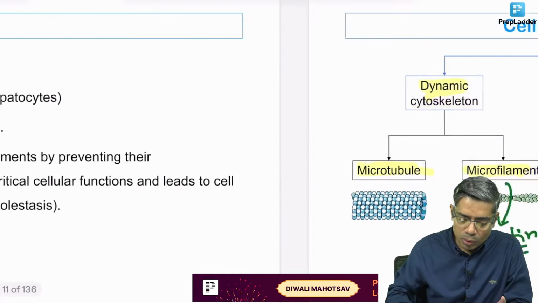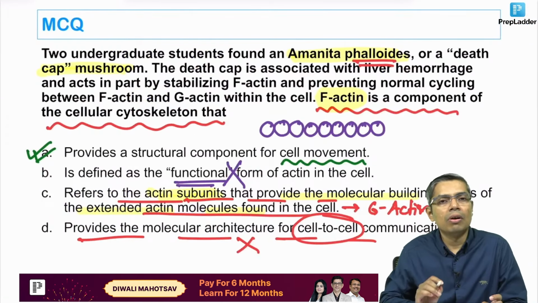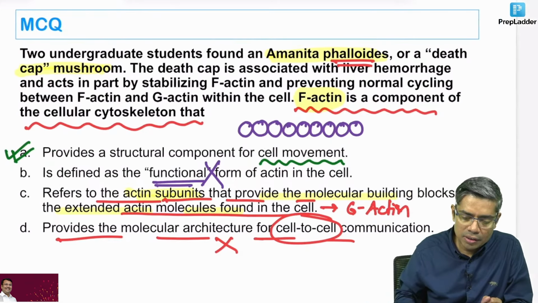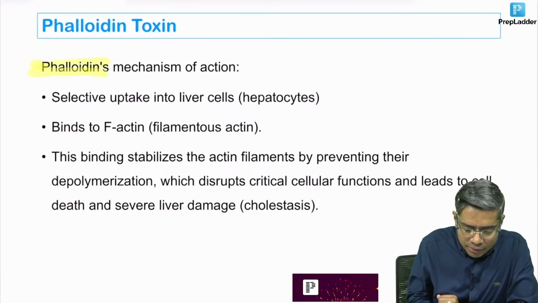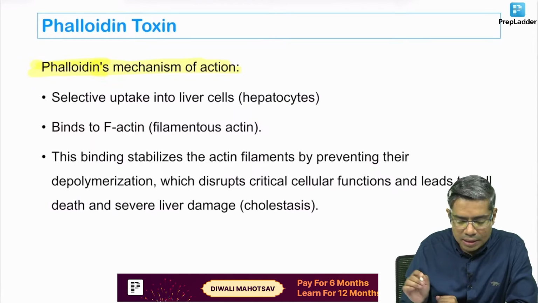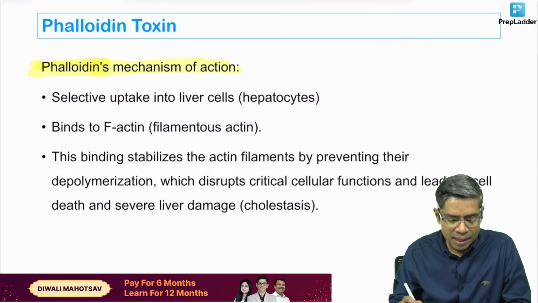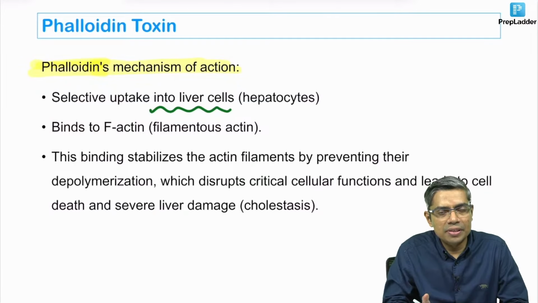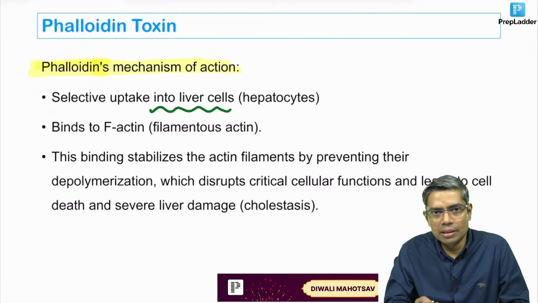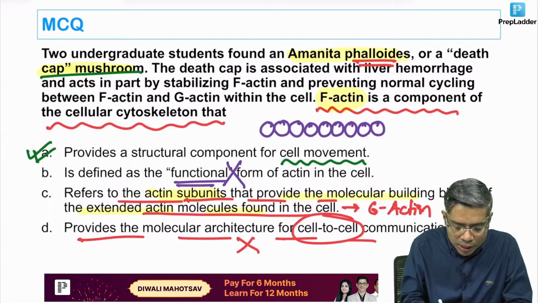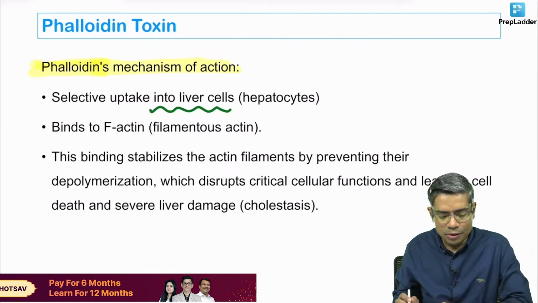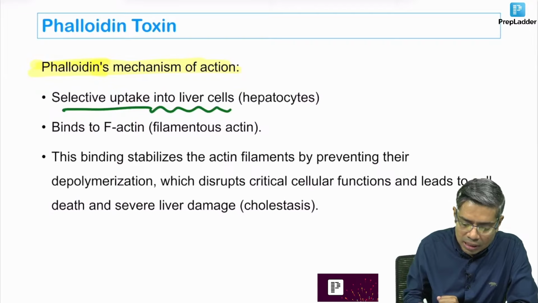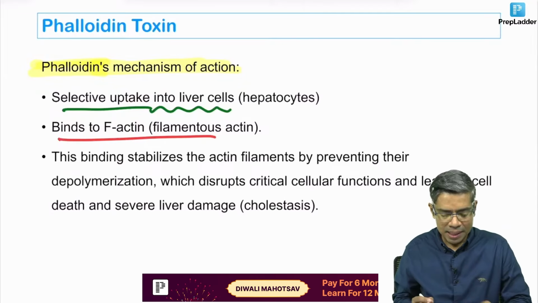If I go back to the original question, what is the original question? The original question is talking about some mushroom poison. What is the name of that poison? Try to remember this extra point. This is phalloidin toxin. What is the mechanism of this phalloidin toxin? It is selectively taken up by the liver cell. That's why in the question it has been described that the liver is damaged, because this toxin is present in this mushroom. It is selectively taken up by liver cells, and specifically it binds to F-actin, that is filamentous actin.